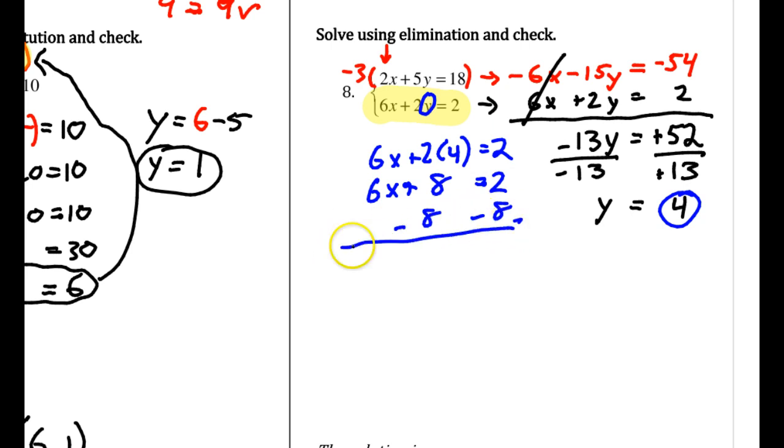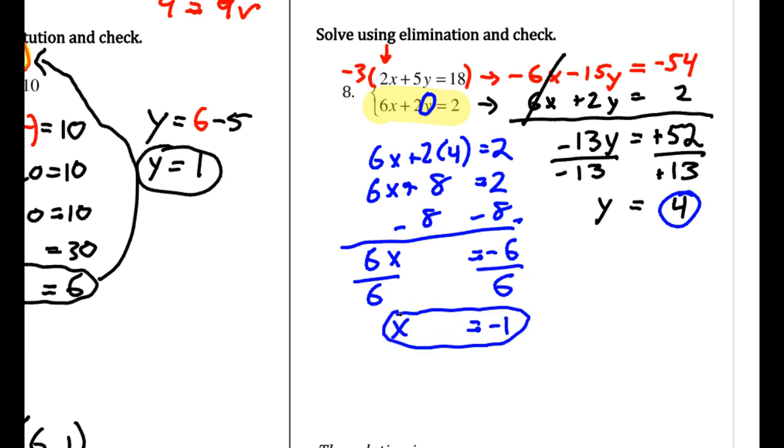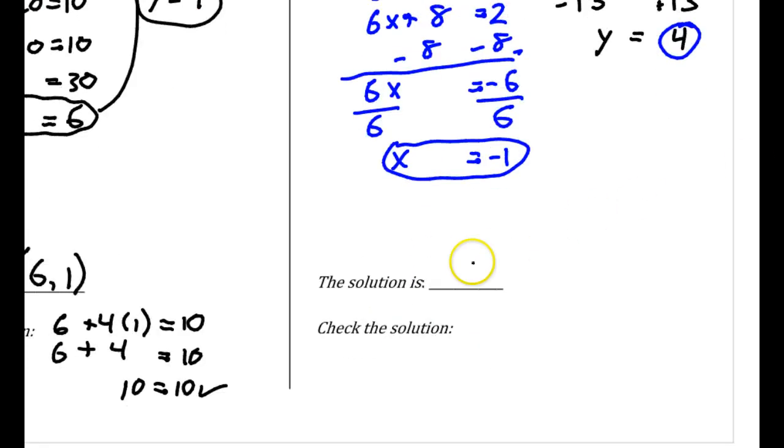This one will come out to an integer answer, negative 1. 5 offset by 6 equals negative 1. So our final answer is negative 1, comma 4.